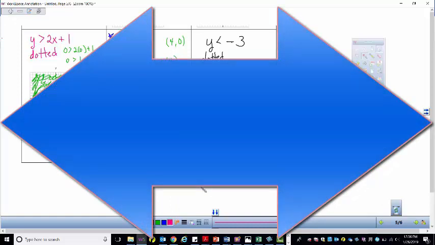Alright, so what I need you to do is stop the video, look back at that stuff, and then you're going to turn your paper over, and we're going to try the same thing with standard form.